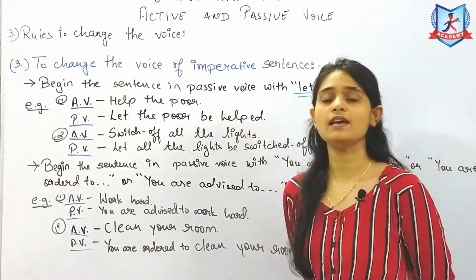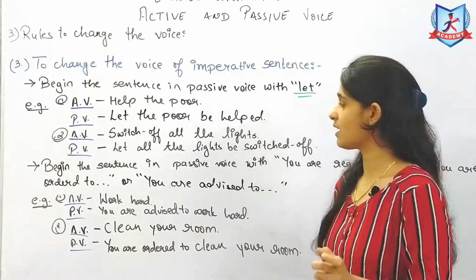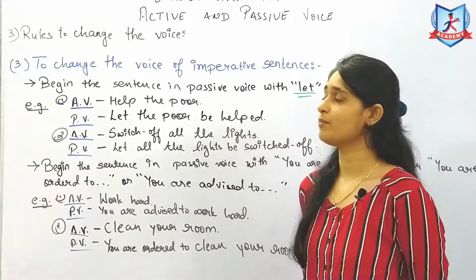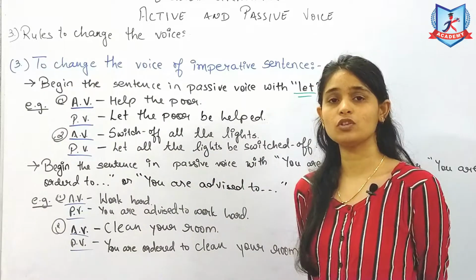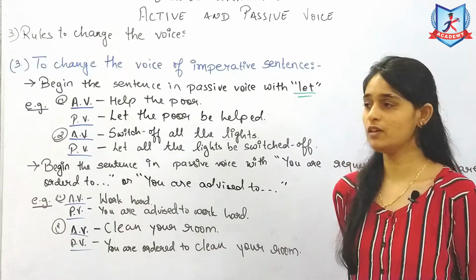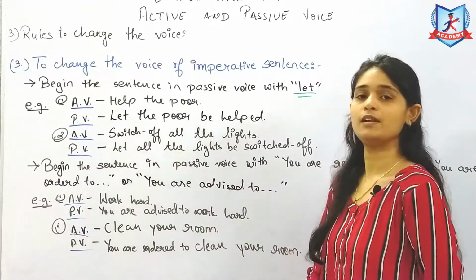Now be is a part of the format. आपको main verb add करना है. So be and helped हम लिखते हैं because help का हमें V3 form use करना होता है. Rule number 2 that you need to use the past participle form of the verb. So help the poor becomes let the poor be helped.